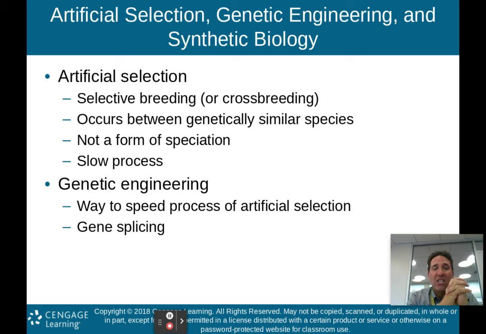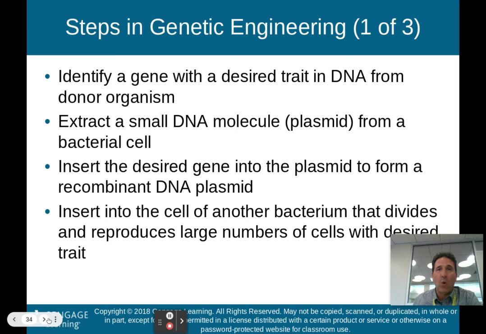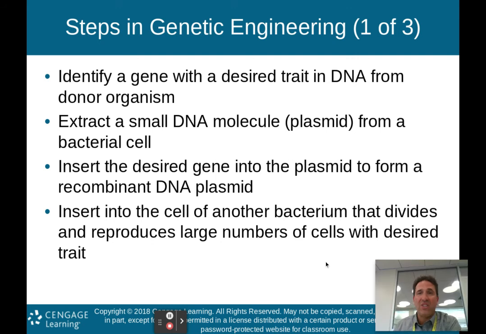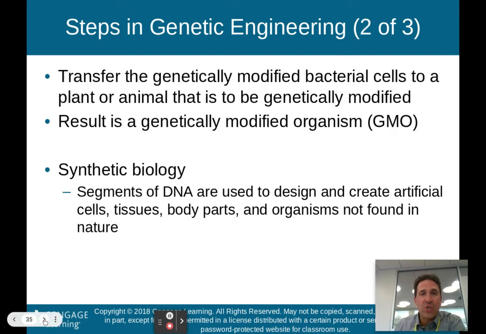Genetic engineering is a way to speed up the process of artificial selection, and that is by gene splicing. Okay, so what are the steps to genetic engineering? Well, we identify a gene with a desired trait in the DNA from a donor organism. And again, this is relatively new. We extract a small DNA molecule called a plasmid from a bacteria cell. We then insert the desired gene into the plasmid to form a recombinant DNA plasmid. And then we insert that into the cell of another bacterium that divides and reproduces large numbers of cells with the desired trait. So that's how we do genetic engineering.